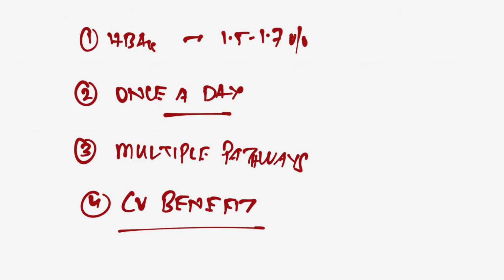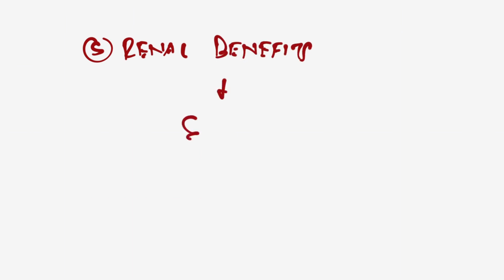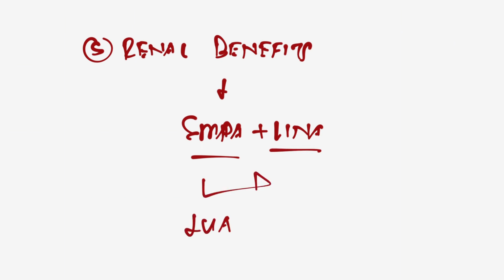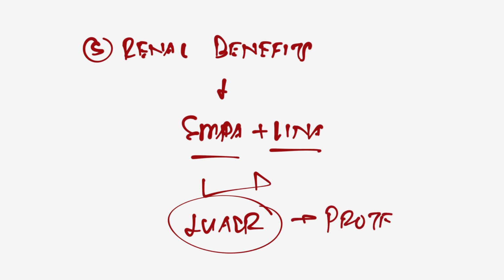More importantly, you also have renal benefits. I think this is one of the major advantages, especially of the empagliflozin-linagliptin combination. Both empagliflozin and linagliptin individually reduce the urine albumin-creatinine ratio and they protect the kidney. So this is one of the major advantages of this combination in practice, that they reduce the urine albumin-creatinine ratio and protect the kidney.